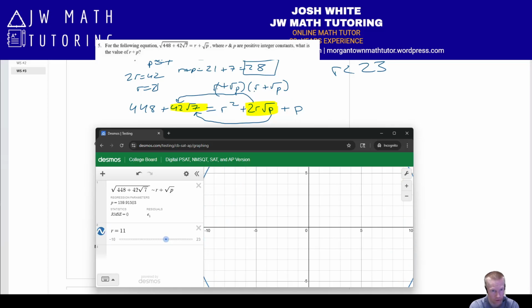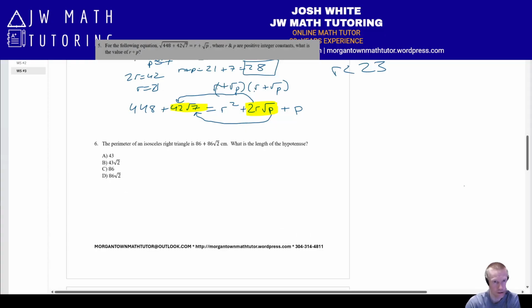Don't worry about the graph on the screen. We can turn that off. That's irrelevant. Notice, still no integer for p along with r. 18, 19, 20, and then eventually when you get to 21, here is the pair of integers, 21 and 7. So this is an alternate way you could do it. Again, I don't think it's the fastest way, but it is an approach that you can take.